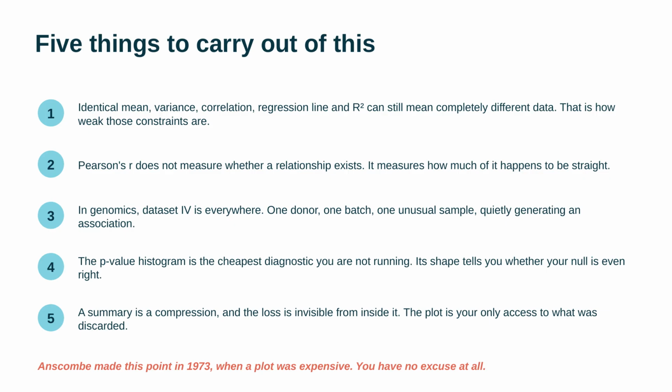4. The p-value histogram is the cheapest diagnostic you are not running, and its shape tells you whether your null is even right. 5. A summary is a compression, and the loss is invisible from inside it. The plot is your only access to what was discarded.